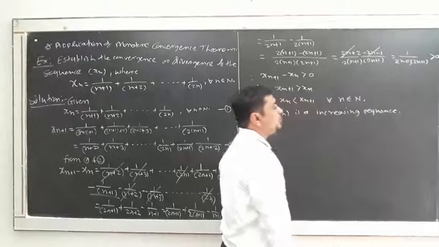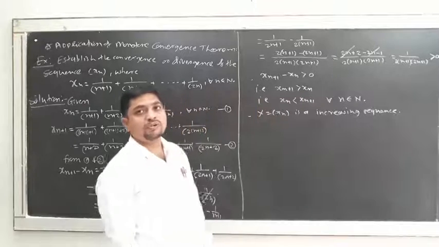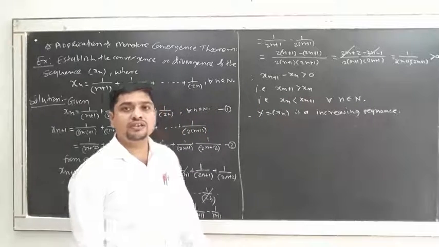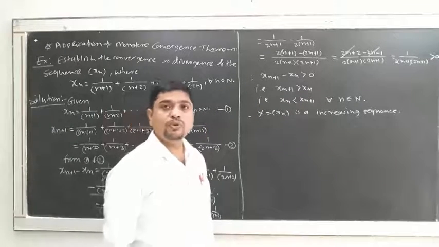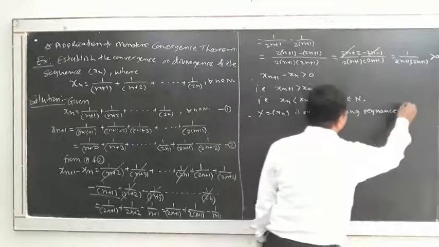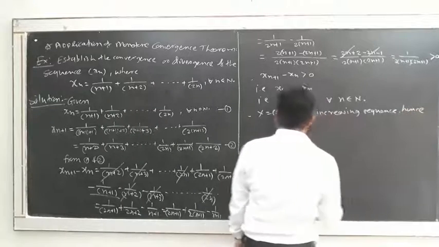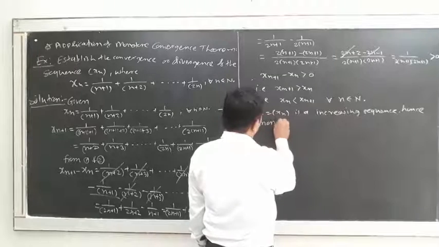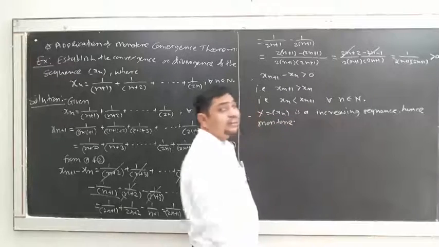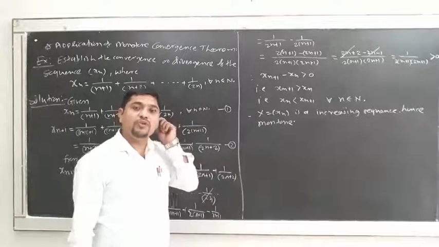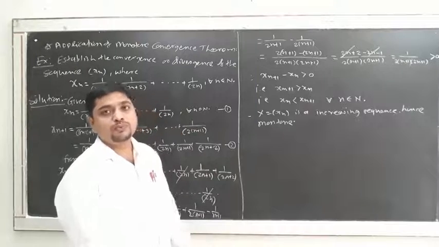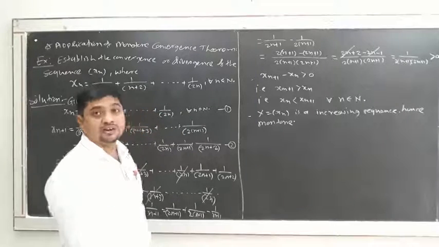Now what we have to do? We have to use the monotone convergence theorem. The sequence is increasing, therefore it is monotone. Hence it is a monotone sequence. And now what we have to prove? We have to prove whether this sequence is convergent or divergent.